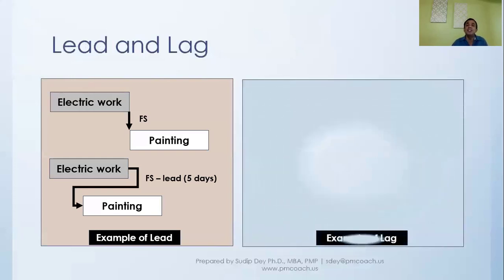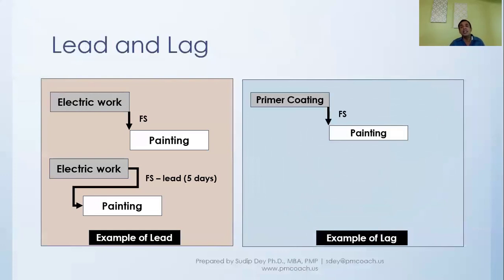And similarly, there is a concept of lag. Concept of lag is, let's say we are doing a painting, and there are two activities. One is primer coating and one is painting. So to do the paint, we first coat with primer and then we go ahead and paint on top of that. So that will be a quality painting. So our relationship is finish to start, because we have to finish the primer coating and only then we can start the painting.